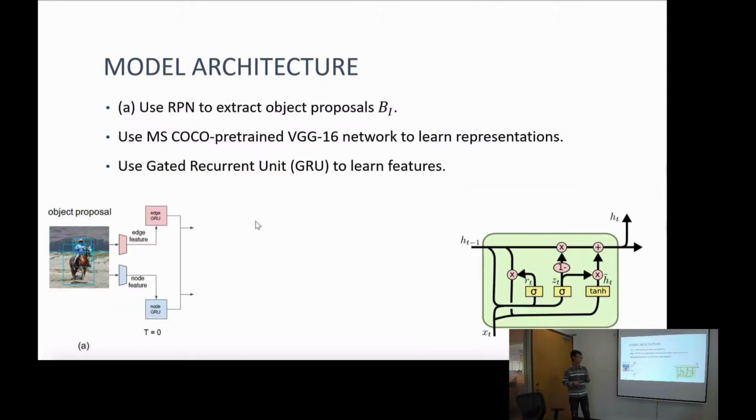This model can be divided into 4 parts. In the first part, A, we first use RPN to extract object proposals BI, meaning that we can extract these blue boxes. Then we use this pre-trained network, a kind of convolutional neural network, to learn representations. Because each proposal is a small rectangular part of this image, we put each object into a convolutional neural network and learn the representations. Then we have the pink representation and the blue representation. This corresponds to the object, this corresponds to the relationship. Then we use GRU, a unit of recurrent neural network, to learn features. We input this one into the GRU unit and output the representation of it. Similarly, for this one, we also input and output the representation.